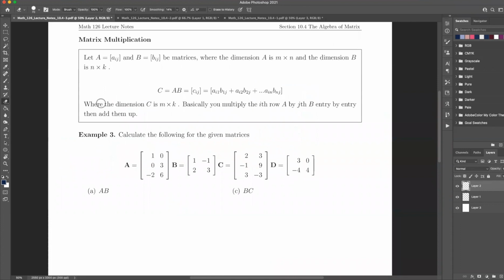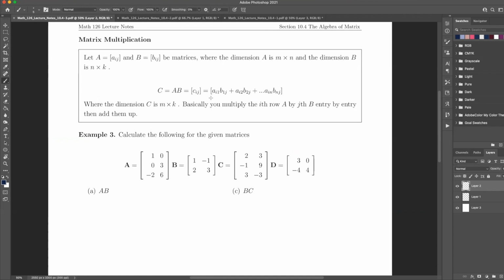So let A be a matrix and B be a matrix, where the dimension of A is m by n and the dimension of B is n by k. Then C has dimensions m by k. And then the ijth entry is a_i1 times b_1j plus a_i2 times b_2j, and so on.